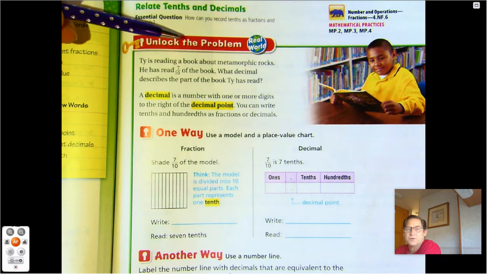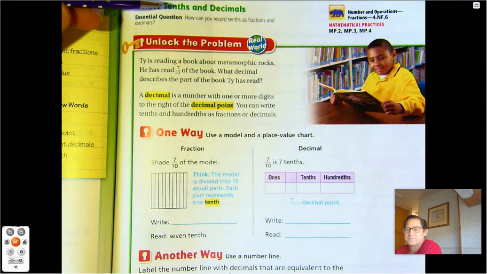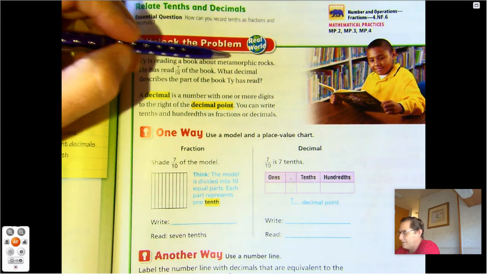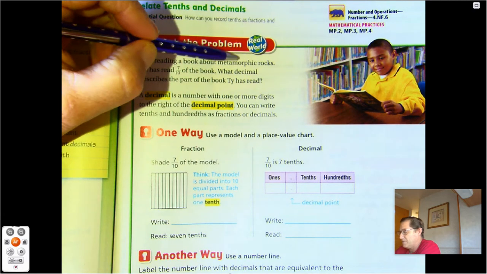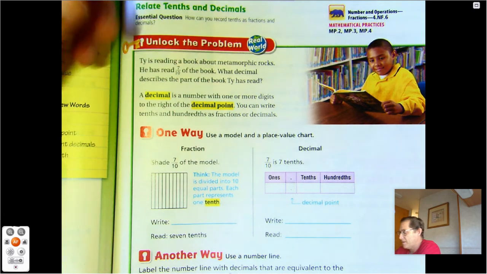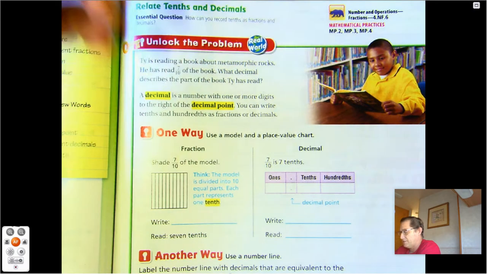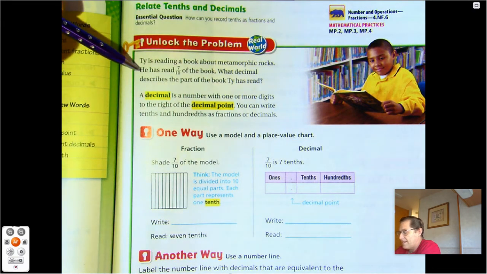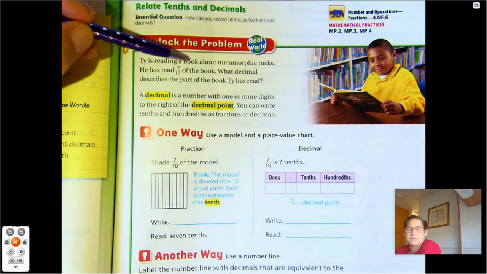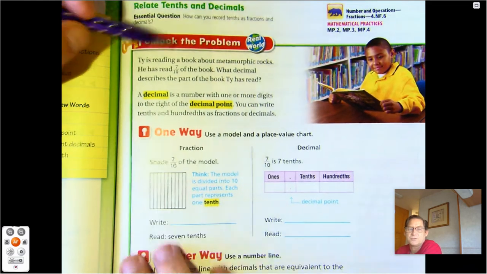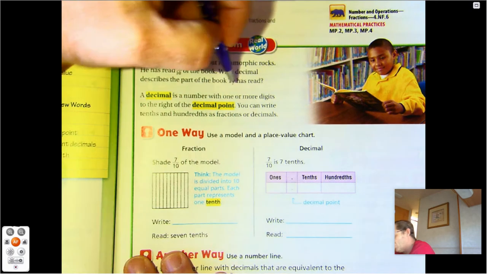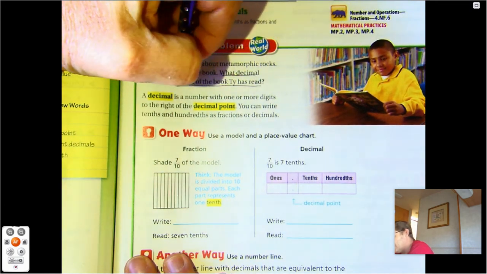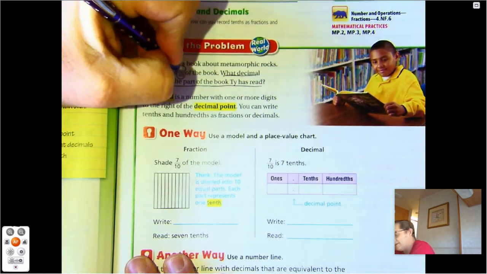Ty is reading a book about metamorphic rocks. Just in case we don't know what that means, morph comes from the Greek. It means to change in shape. So rocks that change shapes. And he has read 7/10 of the book. What decimal describes the part of the book Ty has read? Okay, what decimal describes the part of the book he has read? He's read 7/10.